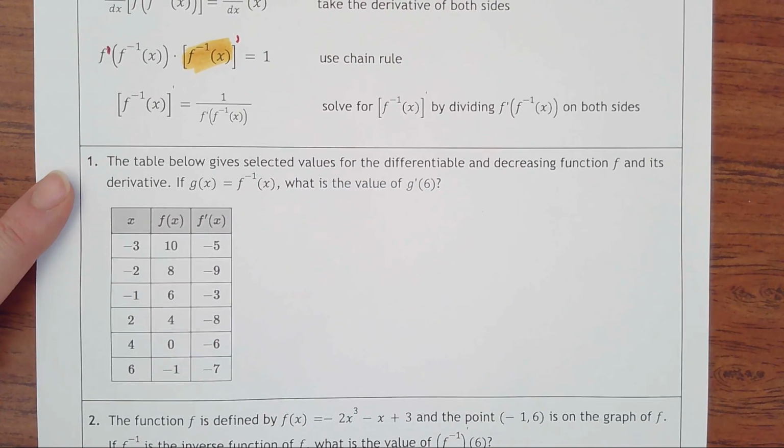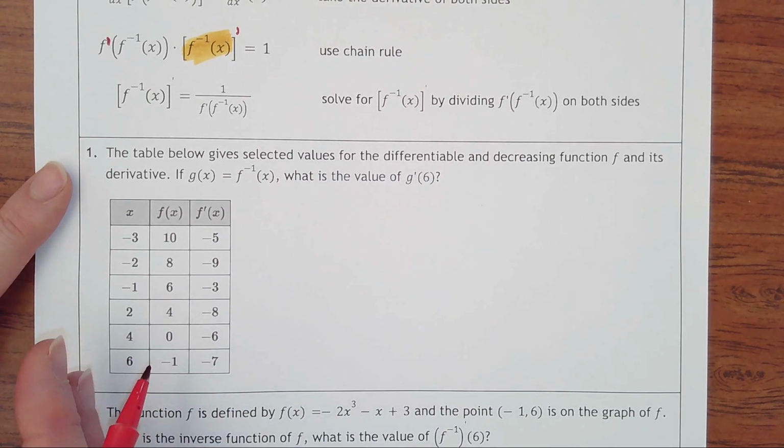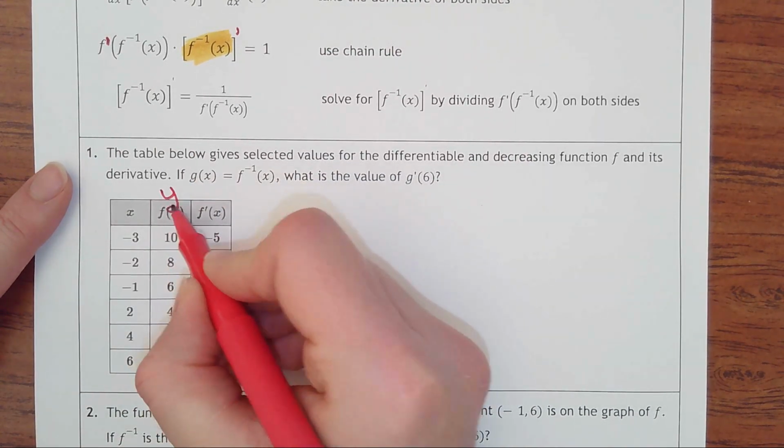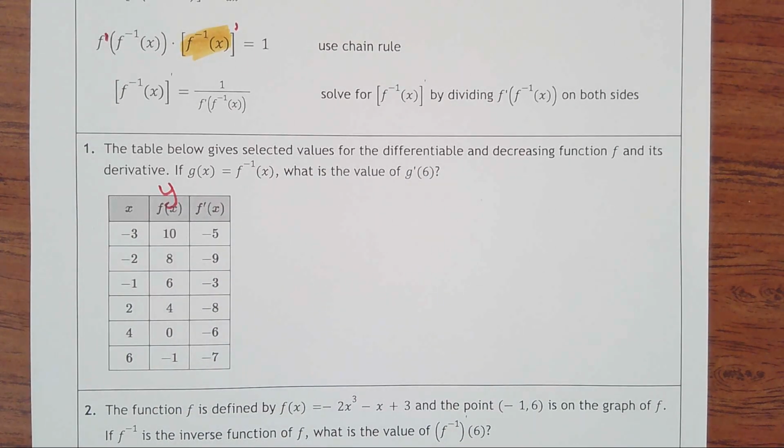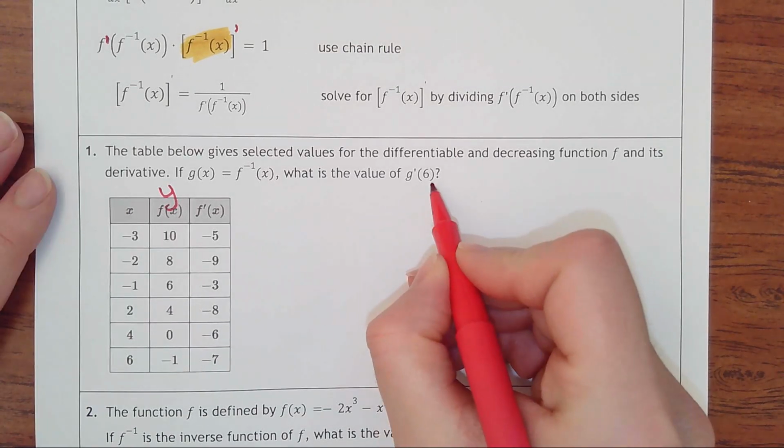Number one has a table, and they're giving us x values, y values, and then a derivative or slope at those x and y's. So it says the table below gives selected values for the differentiable and decreasing function, f, and its derivative. If g of x equals f^-1 of x, so if g is the inverse of f, what is the value of g prime of 6?